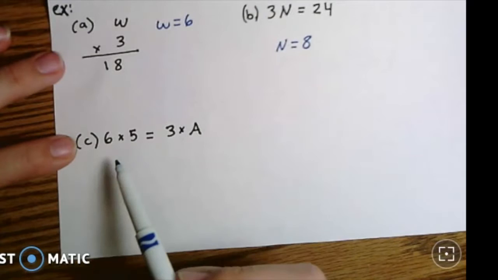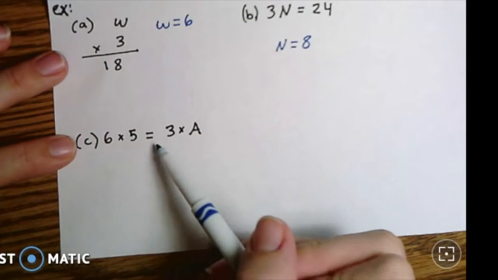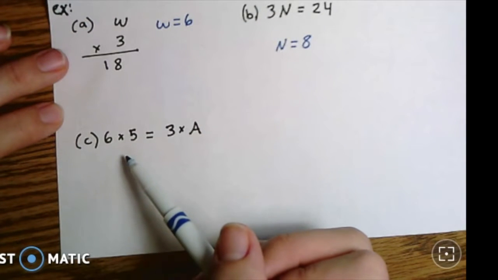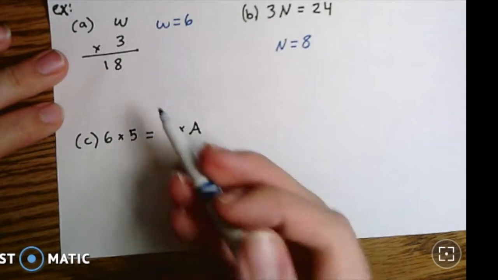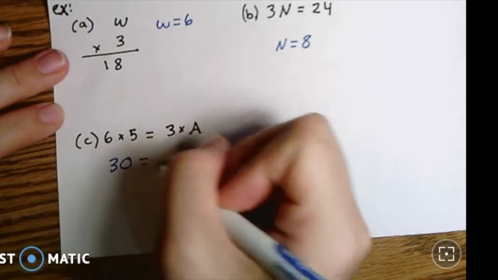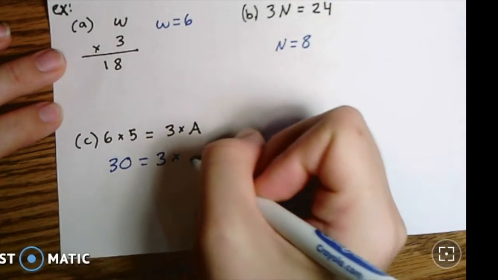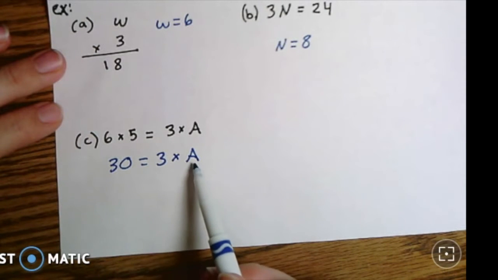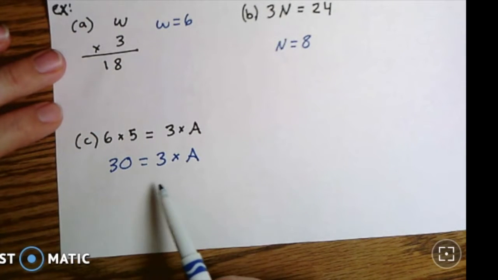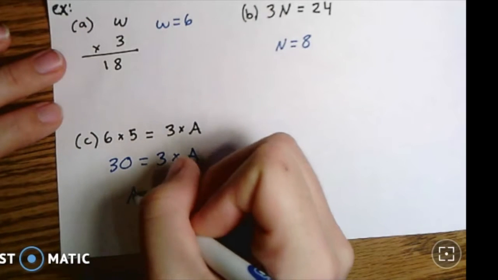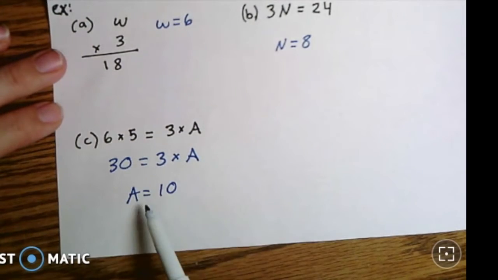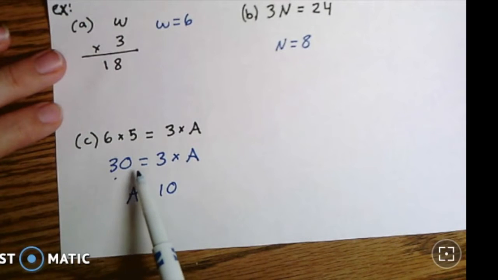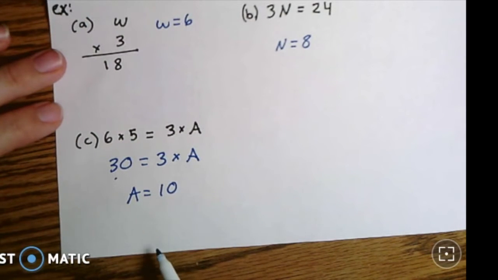All right, in this last example, I have 3 numbers. I have 6 times 5 equals 3 times A. I need to simplify everything on the one side of the equal sign that I can first. So 6 times 5 would be 30. So 30 equals 3 times A. Or A times 3 equals 30. So what number times 3 equals 30? Good, 10. 10 times 3 equals 30. That is the same thing as saying 30 divided by 3 equals 10.